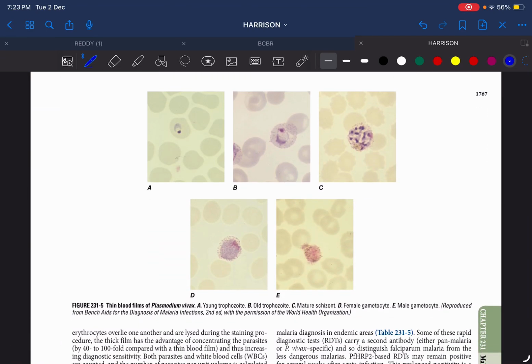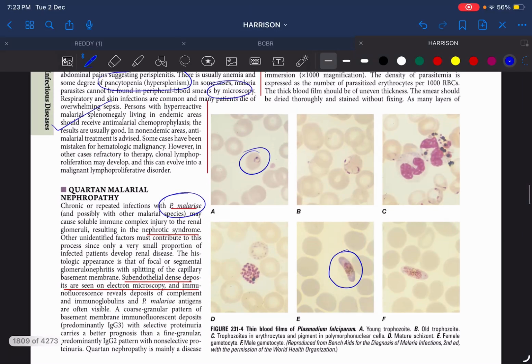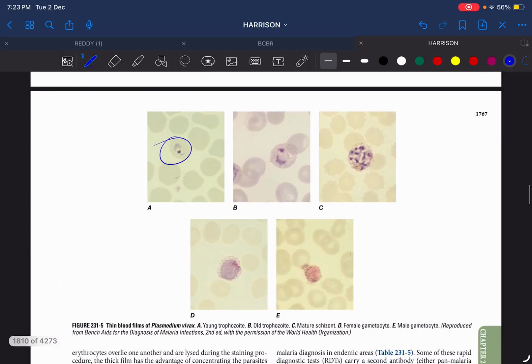Yes, and here you have to just remember this picture alone. This is the so-called ring or accole form, so you can see two ring forms. This is the ring or accole form, which is mainly seen in case of Plasmodium falciparum, and if it is single, it is usually associated with Plasmodium vivax.